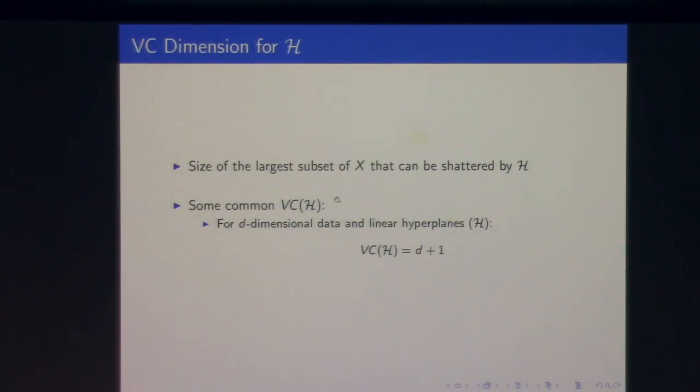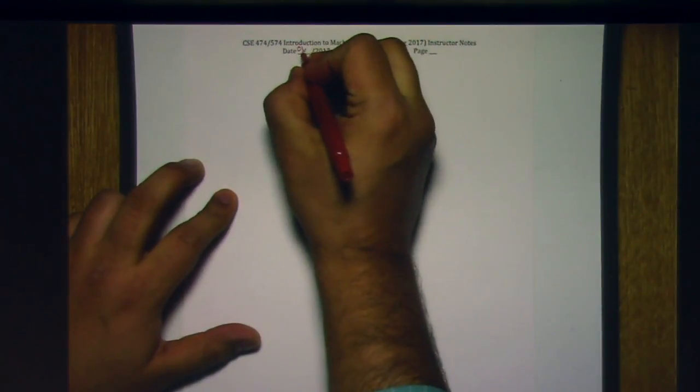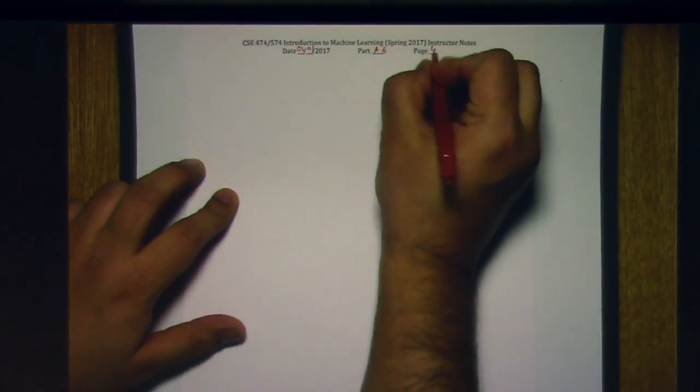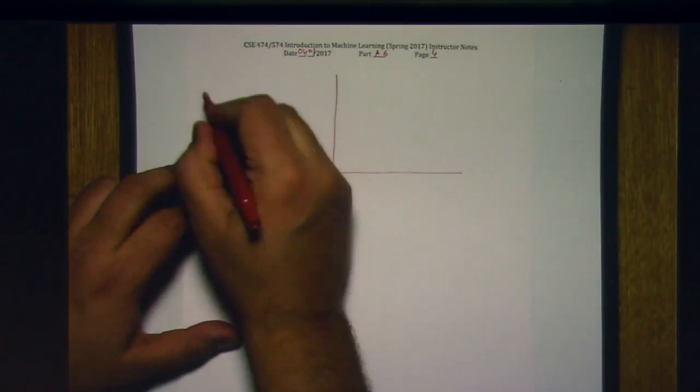So right, so then we define the VC dimension. So the VC dimension for any hypothesis space is the size of the largest subset of X, which is your data, that can be shattered by this hypothesis space. Did I say H? Sorry. The size of the largest subset of X, which is your data, that can be shattered by H. So for example, we can look at lines, just for example, because we're talking about perceptrons, right? So let's say our H is all lines.